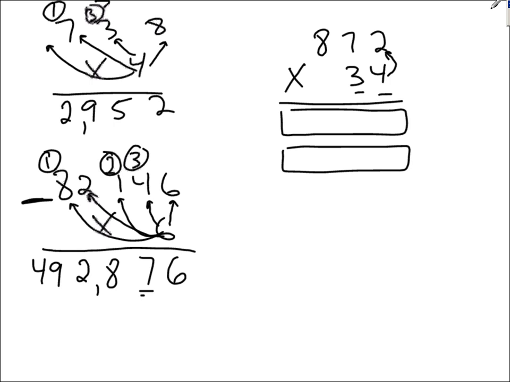4 times 2 is 8. 4 times 7 is 28. Carry the 2. 4 times 8 is 32, plus 2 more is 34. Now we're done with the 4. Since there was nothing else to multiply the 4 by, I was able to bring down the whole 34.